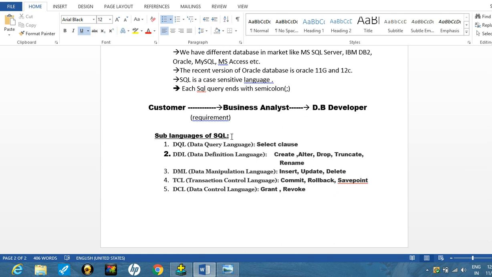Sub languages of SQL. We will see these five sub languages of SQL. Generally, these two cover 90% of the syllabus, and these three are only for 10%. Mostly, we will be doing queries by using these two only. Like the select clause has a huge application, and we will see it in our next class.